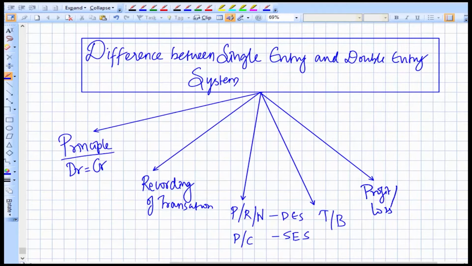The next difference is with regard to suitability. If you take double entry, it is suitable for all kinds of business, whereas single entry is suitable only for small traders. Then comes the differences with regard to dependability.